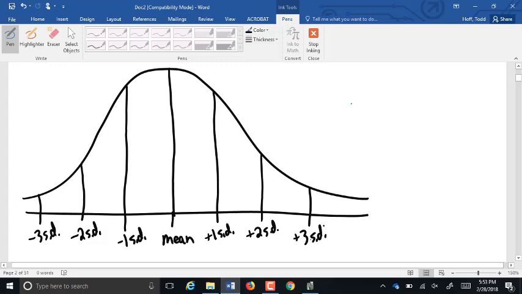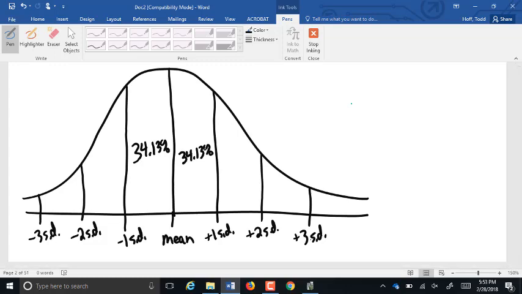So you might be looking at this right now saying, okay, why? Well, each of these little sections on this bell curve now have predictable percentages. Between the mean and one standard deviation less than the mean, 34.13% of the data will fall in that range. On the other side, between the mean and one standard deviation above the mean, another 34.13% of the data falls in that range.